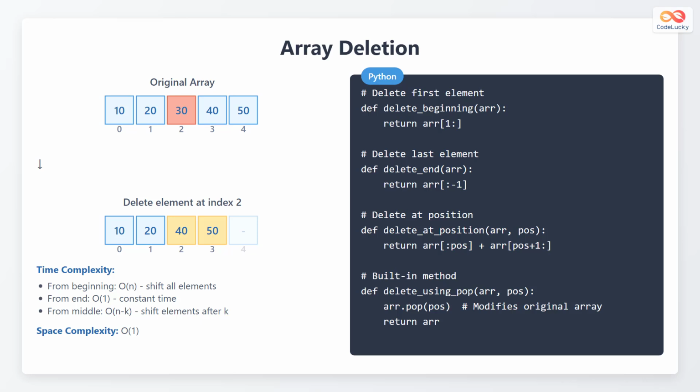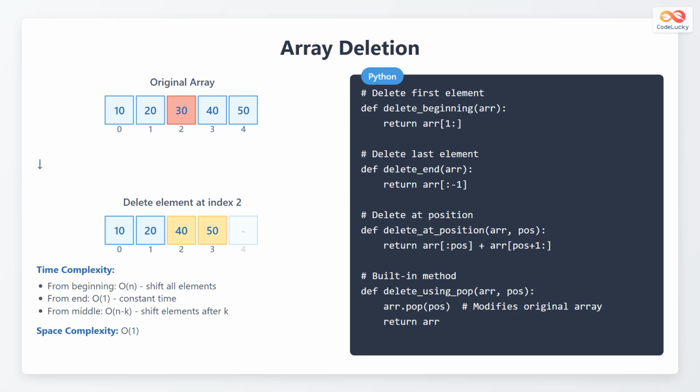In Python, to delete the first element we can define a function delete_beginning(array): return array[1:]. To delete the last element we can define a function delete_end(array): return array[:-1].